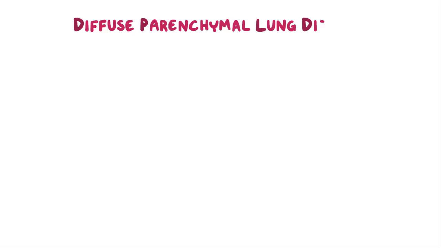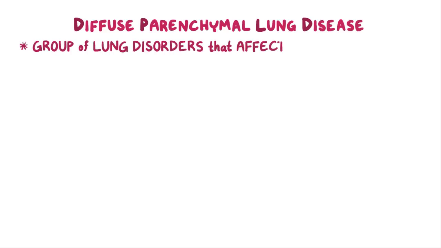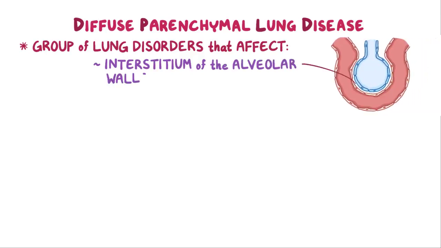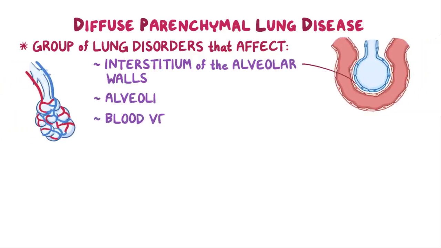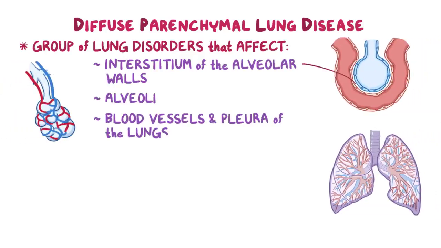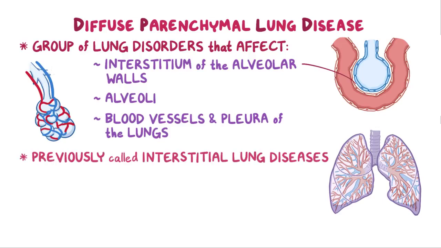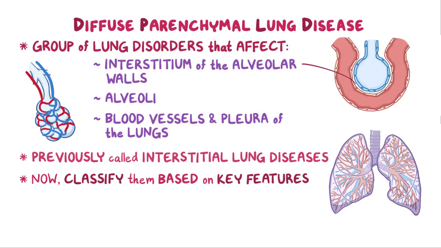Diffuse parenchymal lung diseases, or DPLDs, are a group of rare lung disorders that affect the interstitium of the alveolar wall, the alveoli, as well as the blood vessels and the pleura of the lungs. Previously, they were called interstitial lung diseases because we thought that they only affected the interstitium. Now, there are literally hundreds of DPLDs out there, so it's more important to know how to classify them based on their key features than to memorize the names of an ever growing list of diseases.